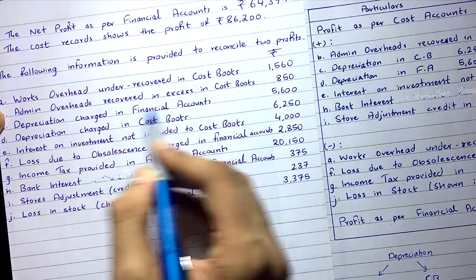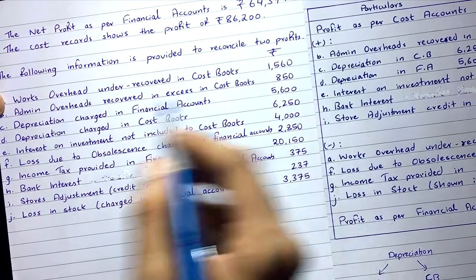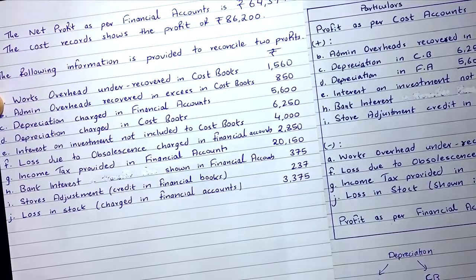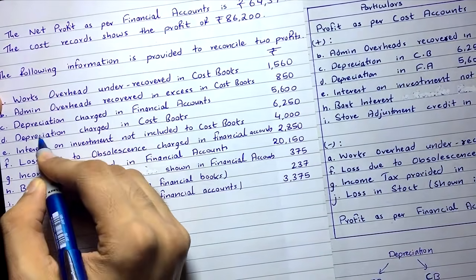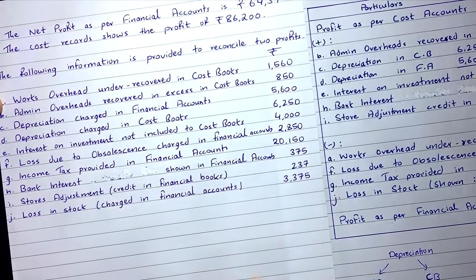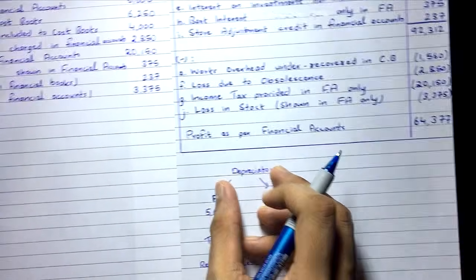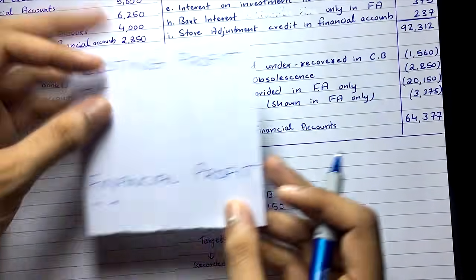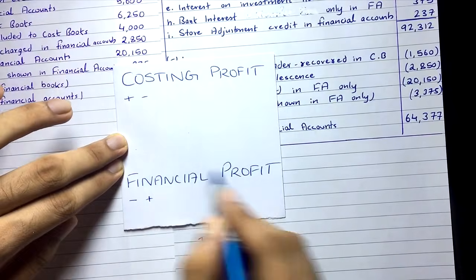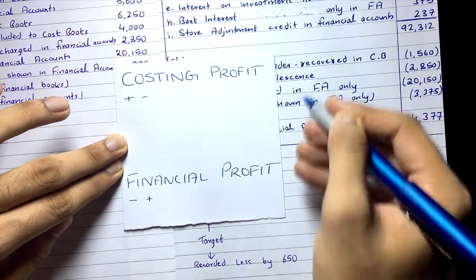See here, depreciation charged in financial accounts is 5,600 and depreciation charged in cost books is 6,250. It's different. So what is depreciation? Depreciation is an expense, right? So our technique is to see the impact on our target profit, the financial profit, and do it exactly over here.